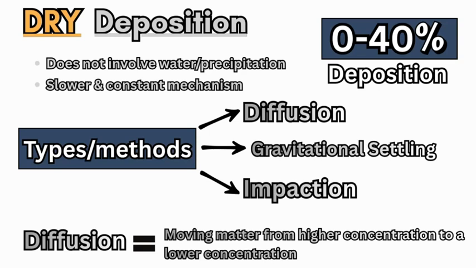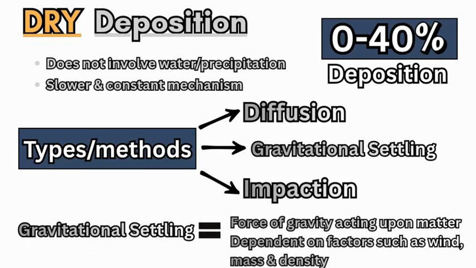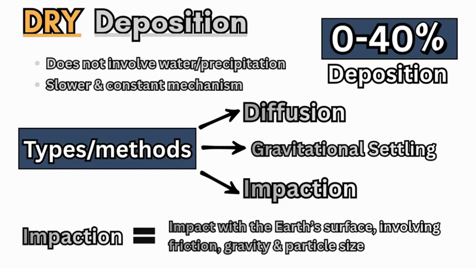concentration. Then we have gravitational settling, which again is in combination with diffusion, whereby based on density and size of the matter, whether it be gas, particulate matter, or aerosols, that will be deposited onto the Earth's surface through gravity. And then we have impaction. Impaction is where we have the striking of aerosols, particulate matter, and gases against the surface, and you have friction and the exchange of energy, and through impact, deposition occurs.